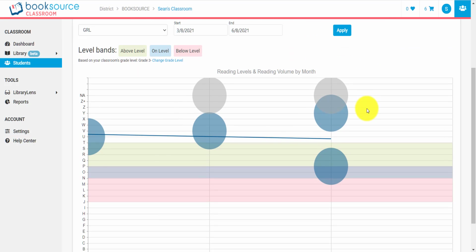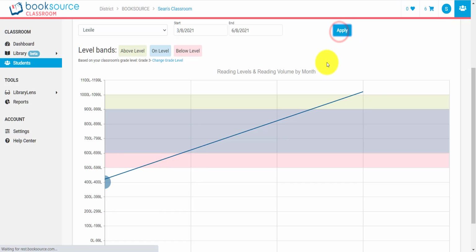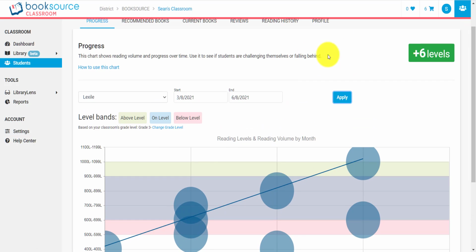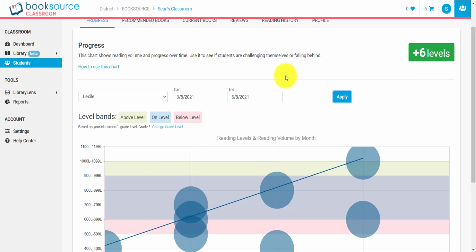So since he's going down in level, you might want to conclude that, well, he's not doing so well in reading, but not so fast. You could also change these time periods, or you could even change this to a different leveling system that you may use in your classroom. As we can see, he's gone up 6 levels when it depends on Lexile.